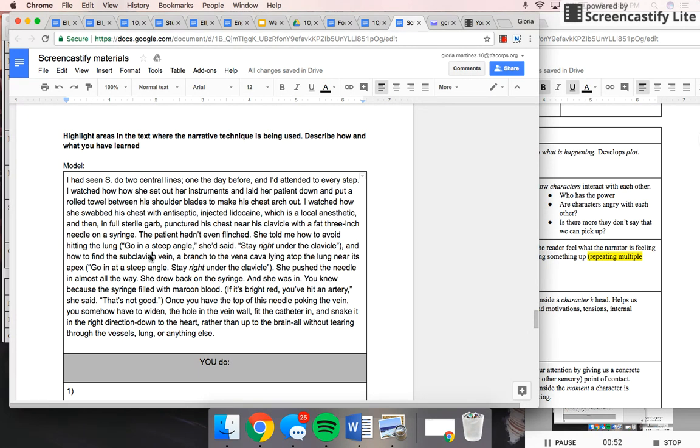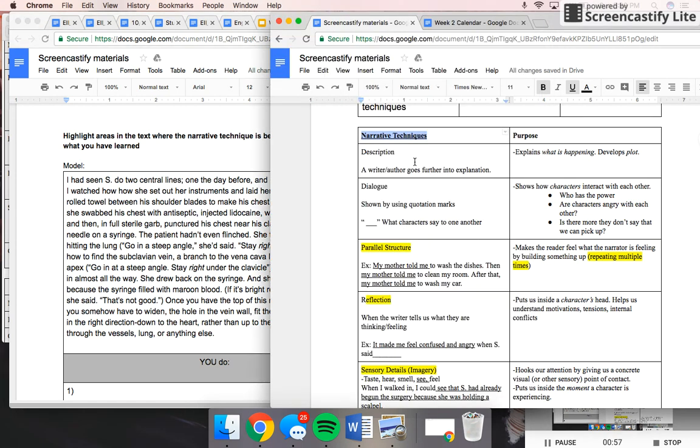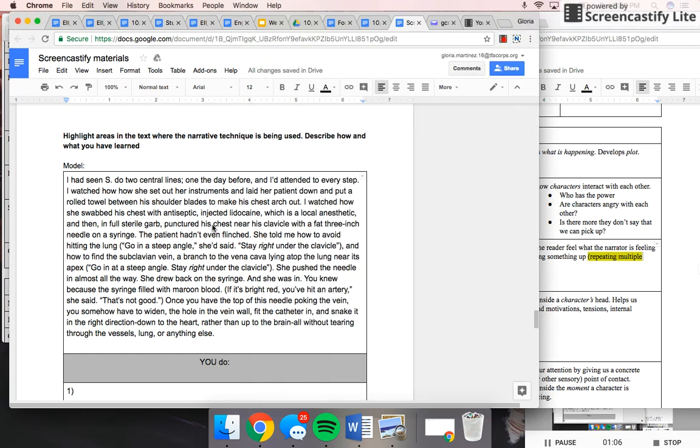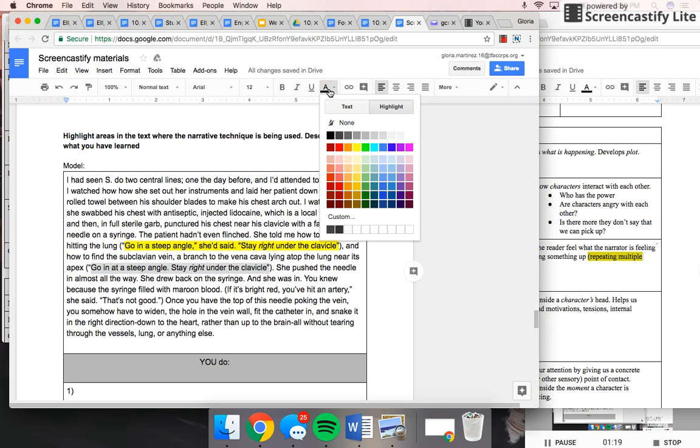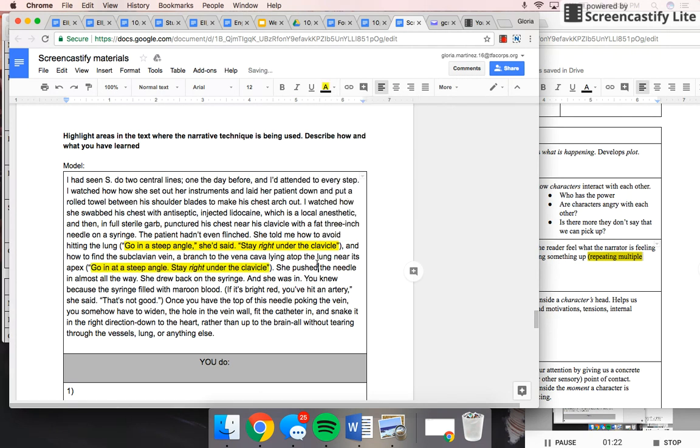So I'm going to stop right there. I've already seen one technique being used. The technique that's being used is over here. Which one does it say that it repeats multiple times? That's parallel structure, okay? So it repeats multiple times. We're going to look over here, like what is being repeated multiple times? And I'm going to highlight it. You can go ahead and highlight it or underline it on your text. Go in a steep angle, stay right under the clavicle. Okay? He repeats that twice.